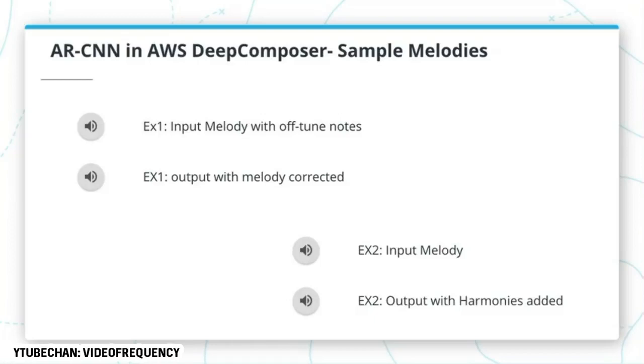Now let's listen to the corrected melody. In the second example, melody has been converted to resemble the training dataset, which is Bach music. Let's first listen to the input melody. Now let's listen to the output melody that resembles the Bach music.